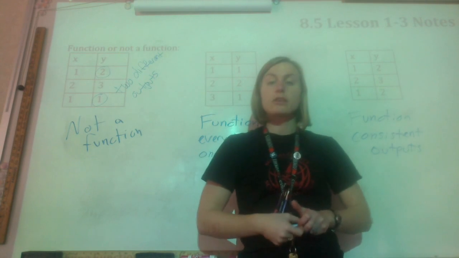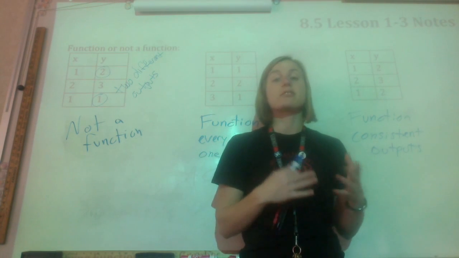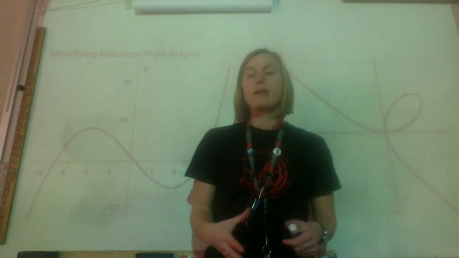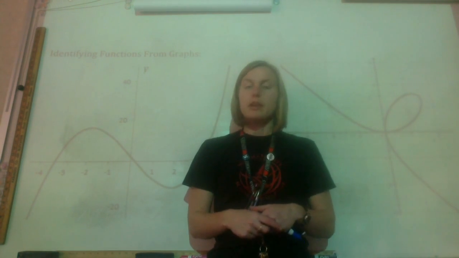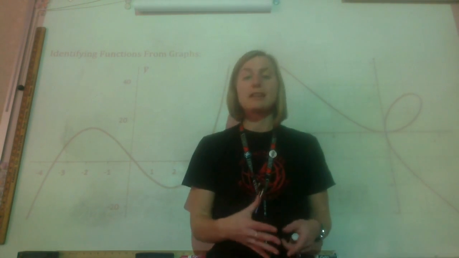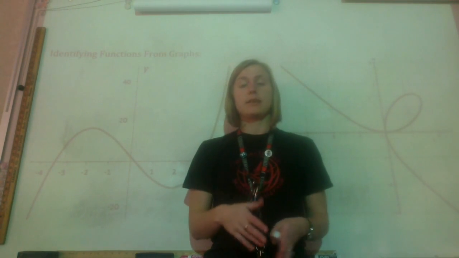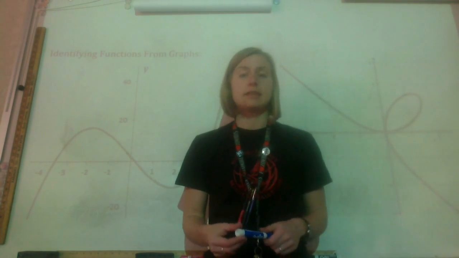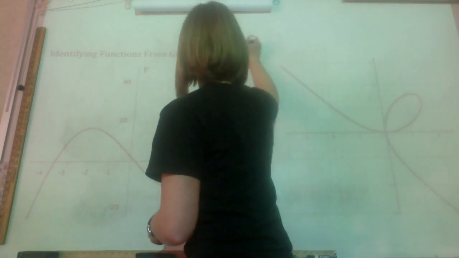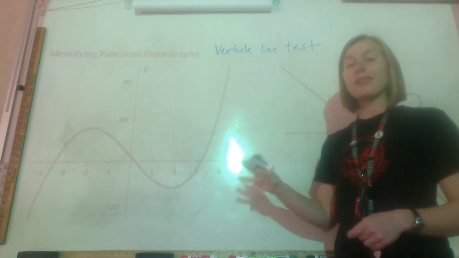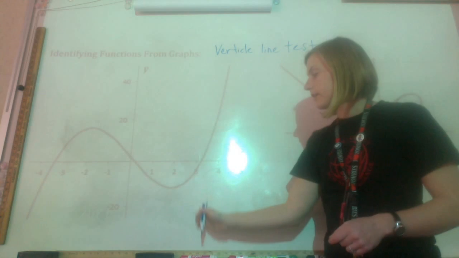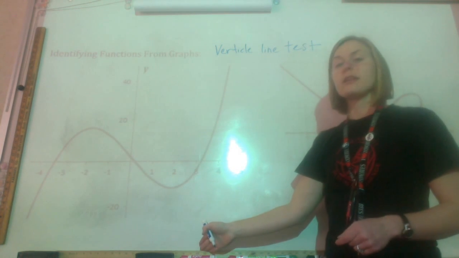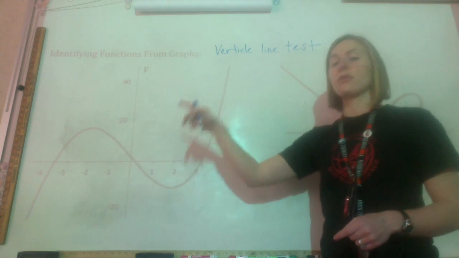So now let's take a look at identifying functions based on graphs. So here we have some lines. Both of them are not linear, but that's okay. They don't need to be linear. There's something specific you do to test whether or not a graph is a function or not, and it's called the vertical line test. What the vertical line test says is I should be able to draw a vertical line across the coordinate plane and only cross the graph once.